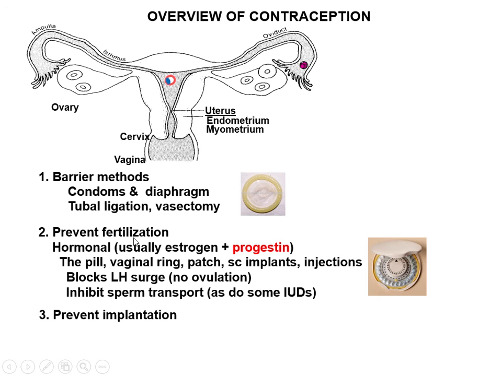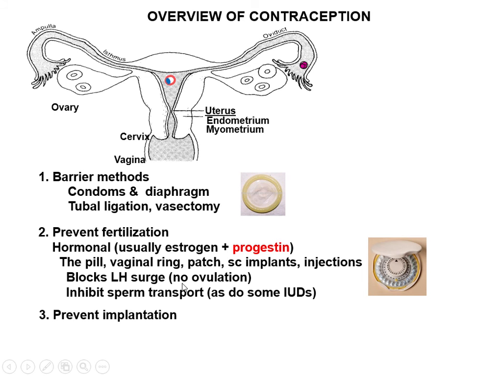Now, in terms of preventing fertilization, as I said, the primary mechanisms are hormonal, and these are ways of delivering synthetic estrogens and progesterones. And there's a variety of ways. One that's been around since the 60s is the pill. We also now have vaginal rings, patches, and subcutaneous implants and injections, all of which are different methods for delivering contraceptive drugs. They have 2 important effects.